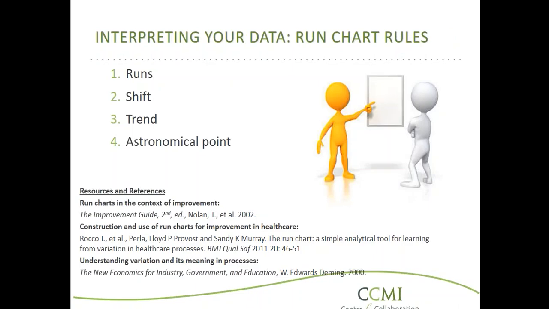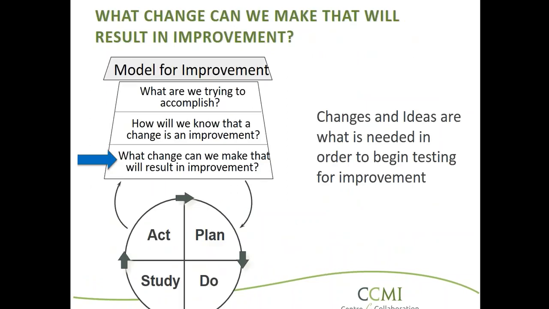I talked a bit about interpreting data and run charts. Again, there's all sorts of information in the improvement guide around how to analyze runs of data, how many data spots in a row represent improvement, shifts in data, trends that you can see, astronomical data points that are off the chart. Again, I encourage you to look at the resources that you see on this page to read more about how to interpret run charts.